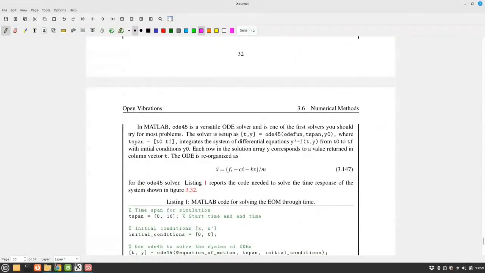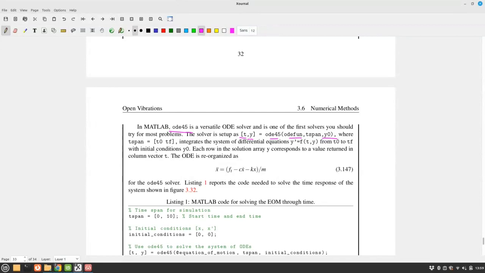So in MATLAB, ODE45 is a very versatile ODE solver, right? So ordinary differential equations, we can directly solve it. And probably one of the first solvers you should try for most problems. It doesn't mean it's the best, but it's a good place to start, right? Good enough. So the solver is set up as t, y equals ODE45, your ODE function, your T span, and your initial conditions.